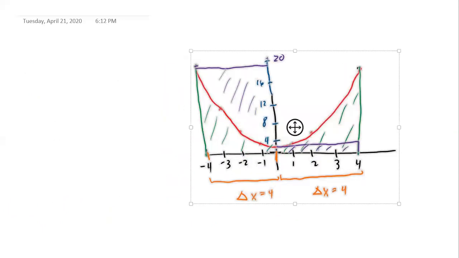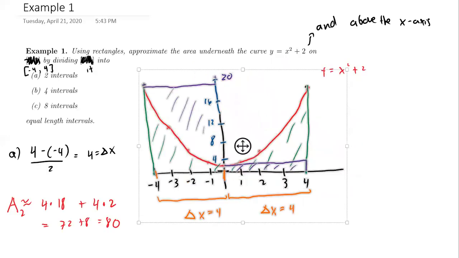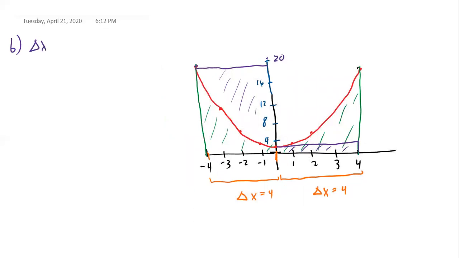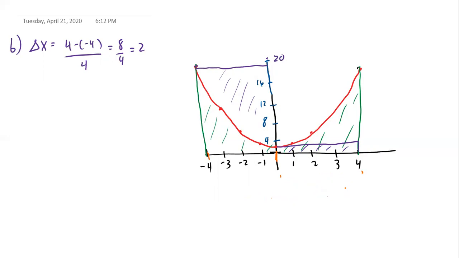Now for part B, what we're trying to do is not 2 subintervals, but 4 subintervals. And so what's the change in x going to be in this case? Well, it's still subtract the endpoints. So 4 minus -4, now divided by 4, the number of subintervals. This is going to be 8 divided by 4, which equals 2. So the length of each subinterval is going to be 2. So let me erase the heights that I drew in the previous part.